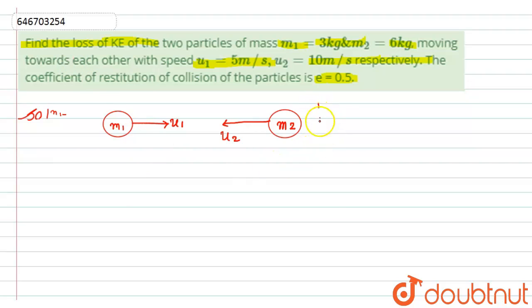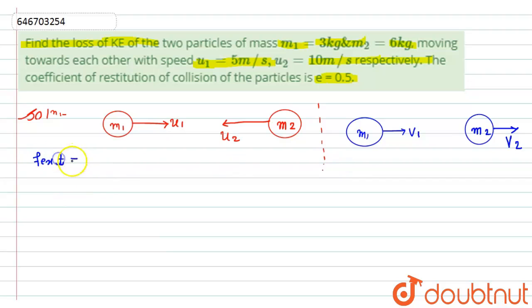Let's suppose that after collision, m1 goes in this direction with velocity v1, and m2 goes in this direction with velocity v2. First of all we will try to find this v1 and v2 so that we get the kinetic energy. As you can see here, the external force on the system is 0.